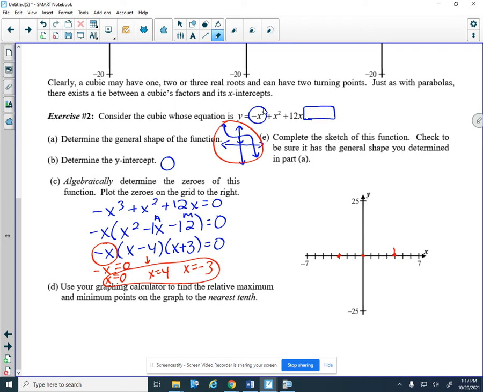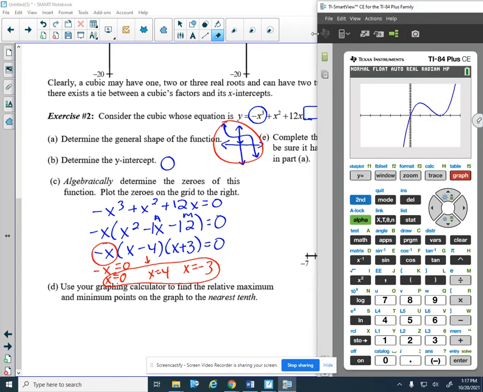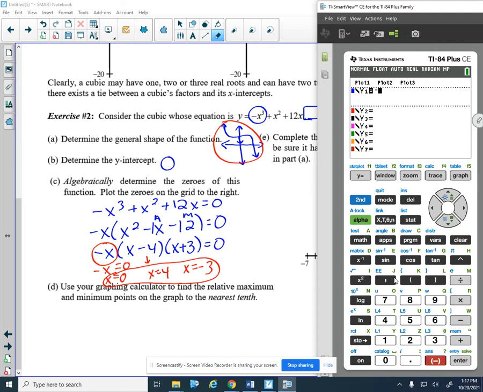It says using your graphing calculator, find the relative maximum and relative minimum points on the graph to the nearest tenth. Bring up my calculator. And we have negative x to the third plus x squared plus 12x.